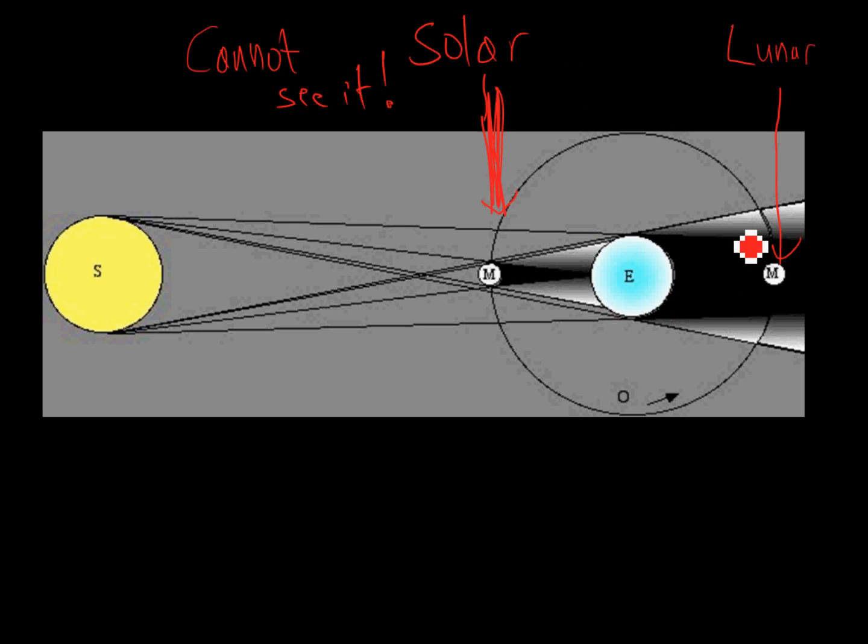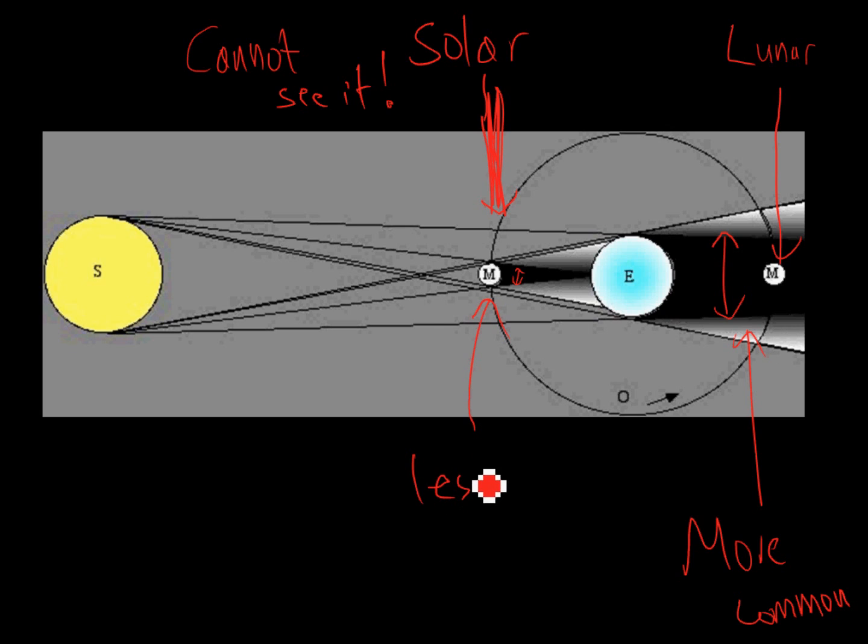Have a look at the size of the Earth's shadow here. Big shadow. Have a look at this little one here. Small shadow. These are much more common. There's more chance of this alignment matching up than this one. Solar eclipses are very rare because the geometry has to be exactly precise and it has to fit into place perfectly for this to happen. It's far more likely to see this effect.